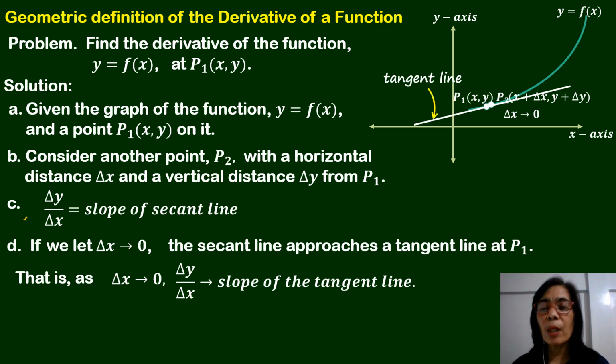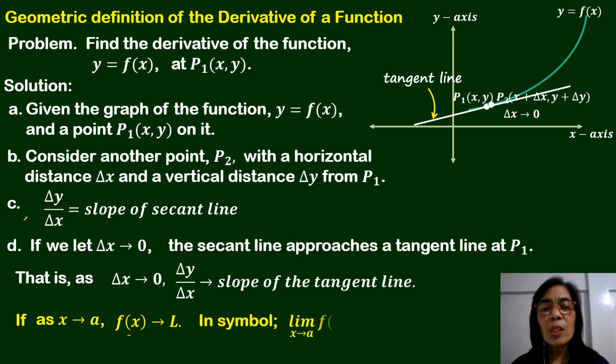Now, if you still remember our discussions on limits, the statement: if as x approaches a, f of x approaches L, then we consider L as the limit of this function as x approaches a, which in symbols is written as the limit of f of x as x approaches a is equal to L. So you look at this statement: as delta x approaches 0, delta y over delta x approaches the slope of the tangent line, and we have in here, as x approaches a, f of x approaches L. These two statements are similarly constructed.